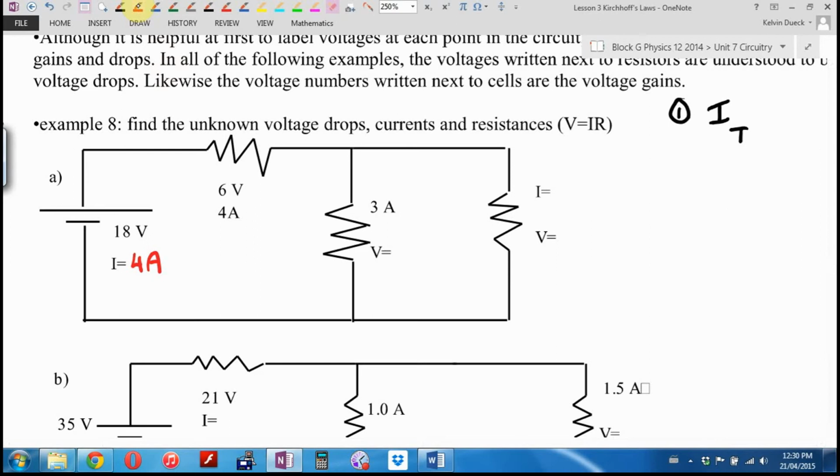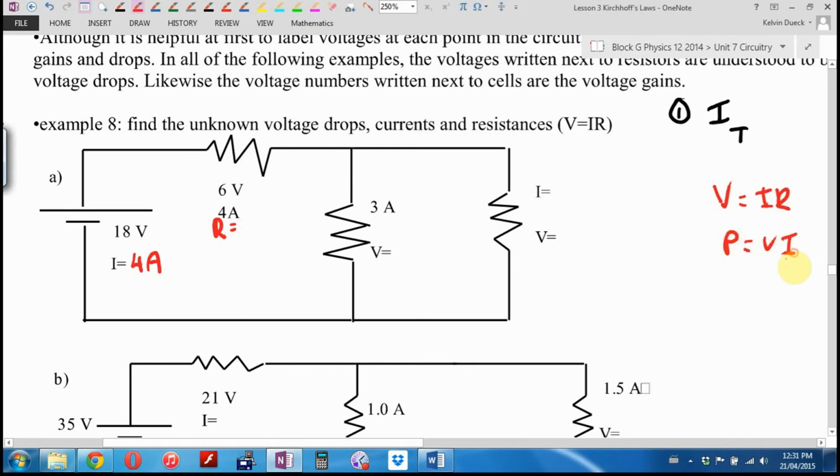What's the resistance of that? You're going to use V equals I times R, and you're going to use P equals VI. What's the resistor of that? Please, someone crunch it for me. Have I lost you guys? Get the R by itself, please. So it's going to be V over I, 6 divided by 4. What is it? 1.5 ohms.